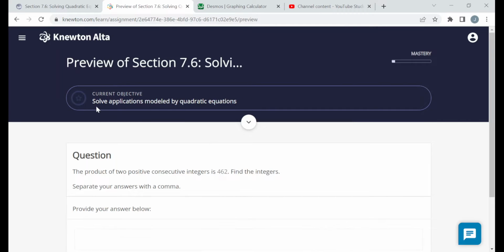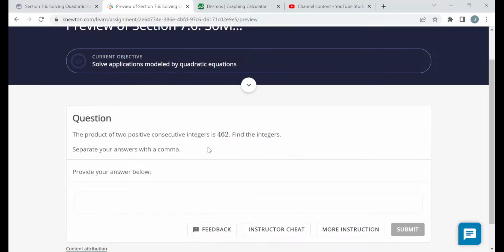All right, so here's solve applications modeled by quadratic equations. These are word problems. Just like any word problem, you read through the problem, you assign expressions to unknowns, and then using those expressions, you translate sentences into equations. So I'll actually write this one out.